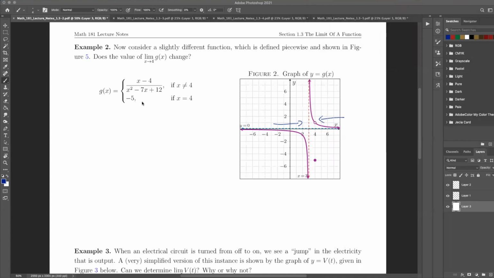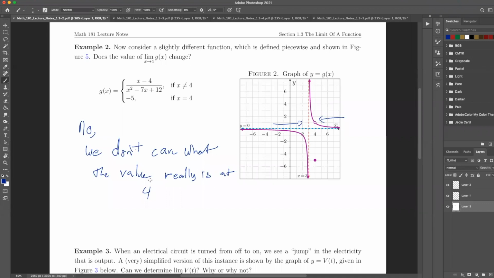So here we have, does the value change? No, and the reason is we don't care what the actual value really is at 4. So we really don't care what it is at 4. So no, it doesn't change.